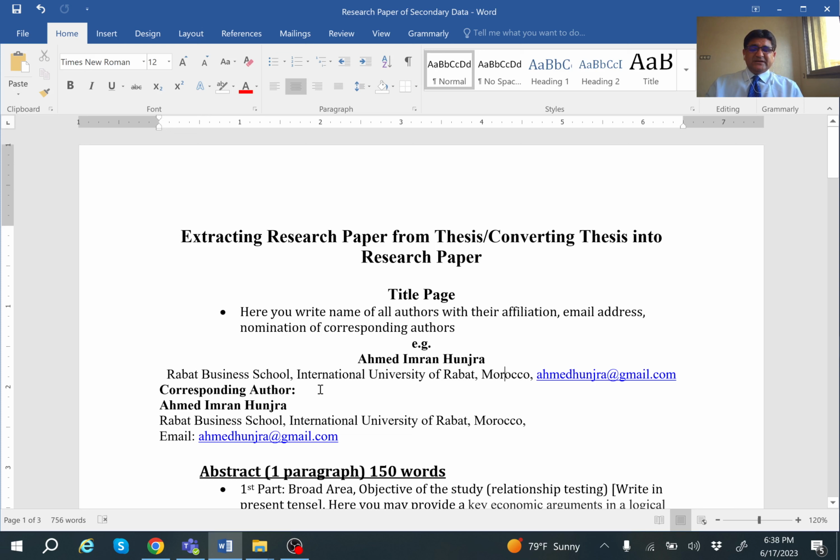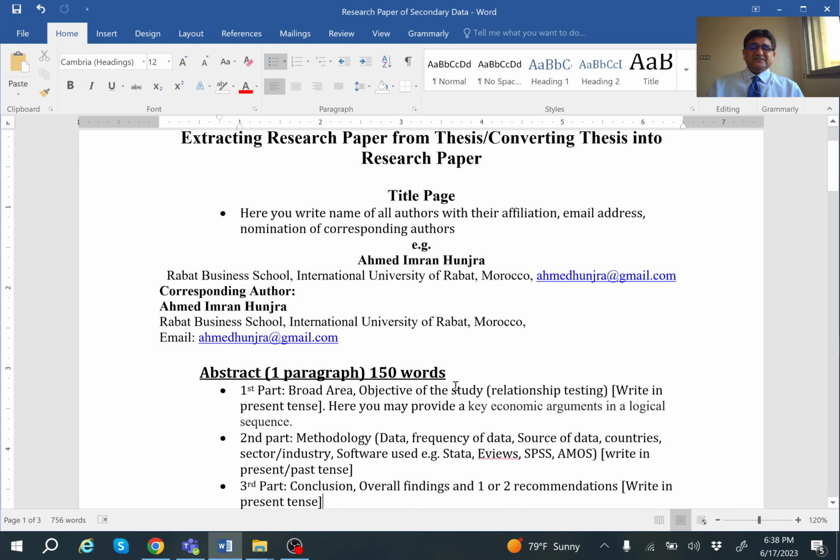Then you have to nominate one of the authors as the corresponding author. What is a corresponding author? Once you submit your paper to a conference or journal, the journal or conference resource person will contact only one of the authors, who will be the link between the conference focal person and the team of authors. So this is about the title page. It's very simple and won't take too much time, but you need to manage the title page in this way.